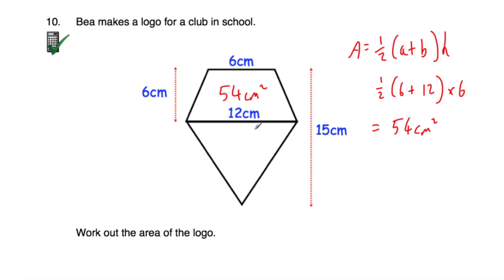Now we need to find the area of the triangle. For the triangle, the area is equal to half the base times the height. The base of the triangle is going to be 12. If we turn our heads around or spin the triangle around, the base of it is 12. We now need to find the height of the triangle.